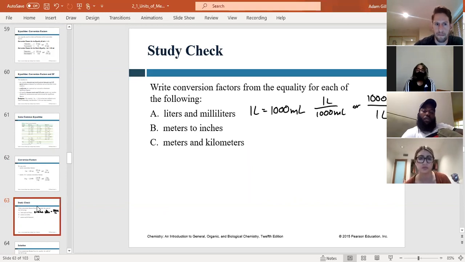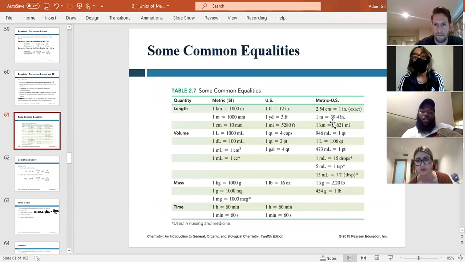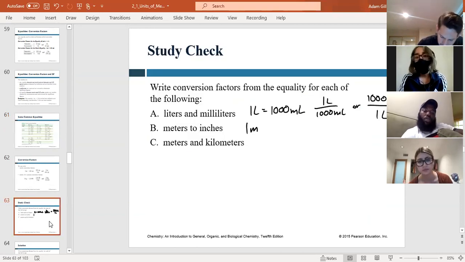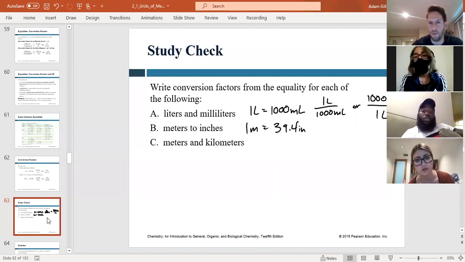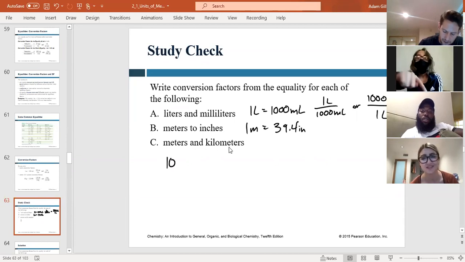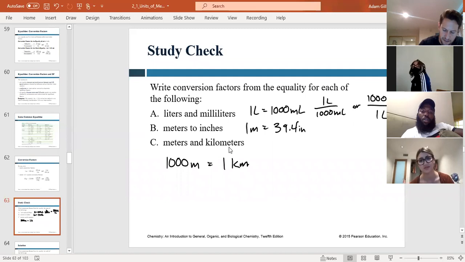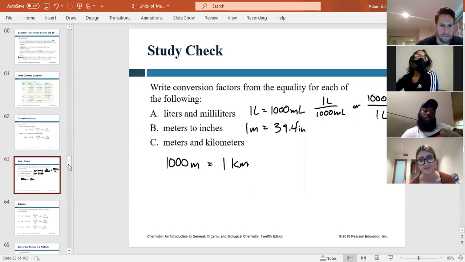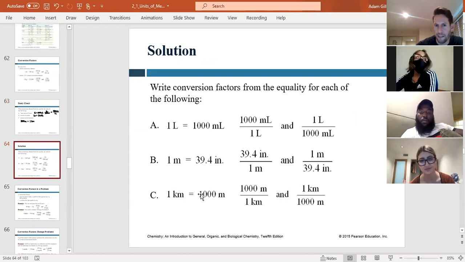What about meters to inches? 1 meter is 0.025 inches. Oh, no. A meter is like 3 feet, right? A meter is 39.4 inches. And then you could write that as fractions, right? And what about meters to kilometers? I do not know. What does kilo mean? Kilo, 1,000. Right. So 1,000 meters is 1 kilometer. Yes. Okay. Not too bad. So there we go. 1 kilometer is 1,000 meters. Looks like we got them all right.